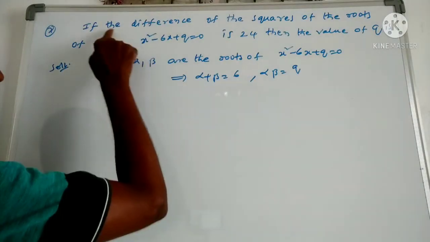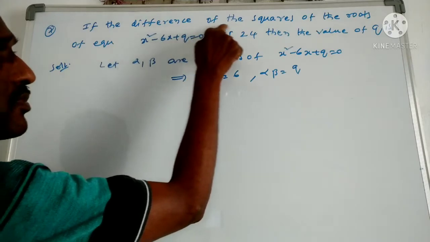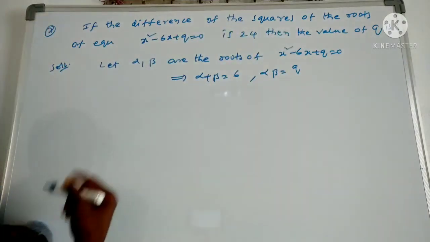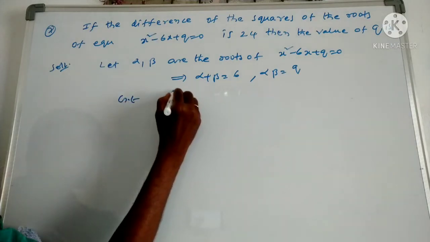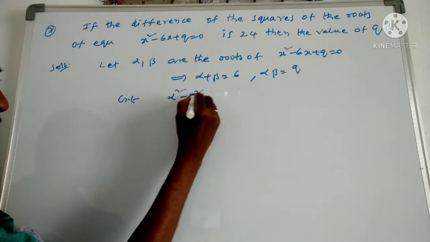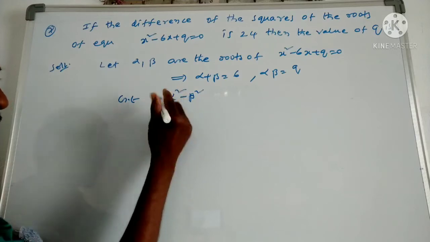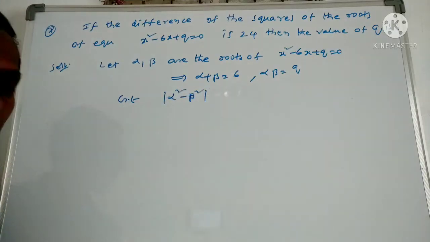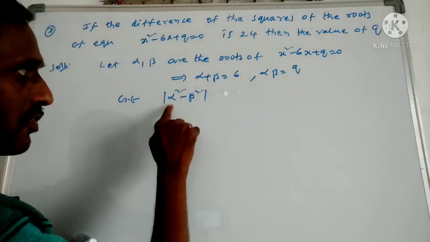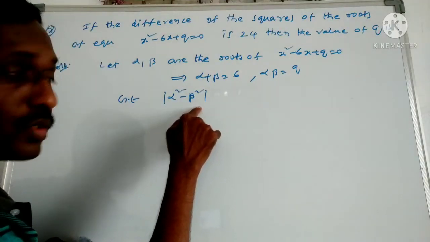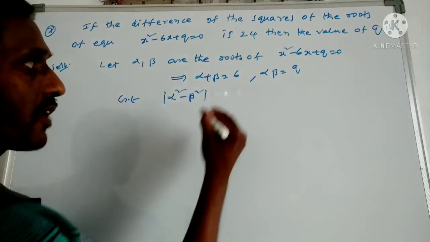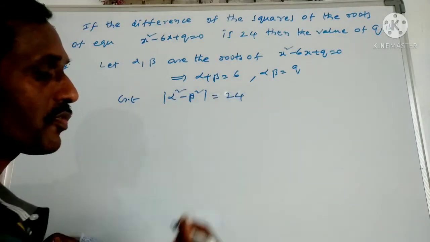Now what is the condition given? Difference of the squares is given. So given that modulus of alpha square minus beta square, whenever you are taking the difference, you have to take the modulus. Why? Because the difference may be alpha square minus beta square, or may be beta square minus alpha square. So we have to take the modulus. The value of this is given as 24.